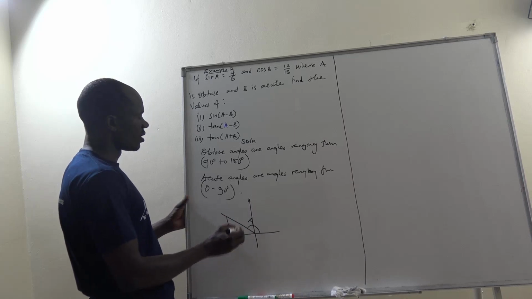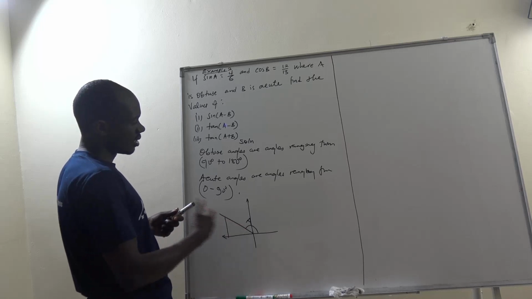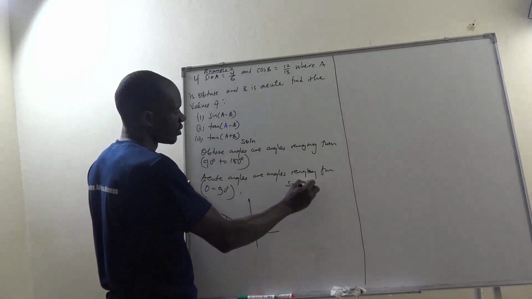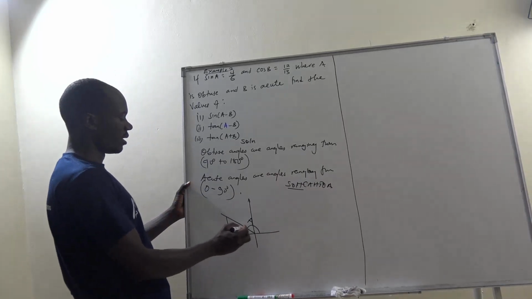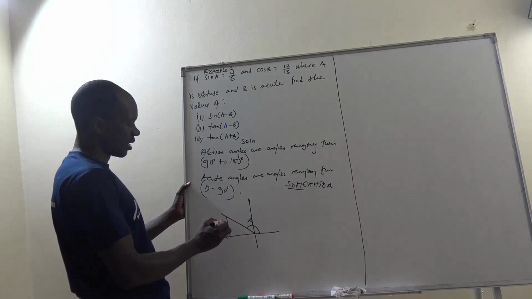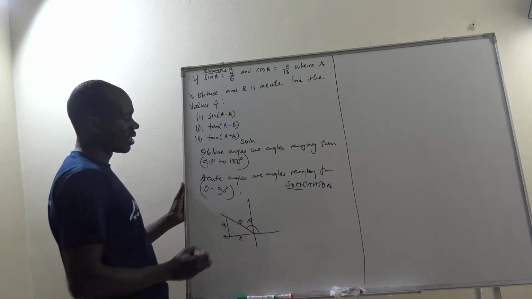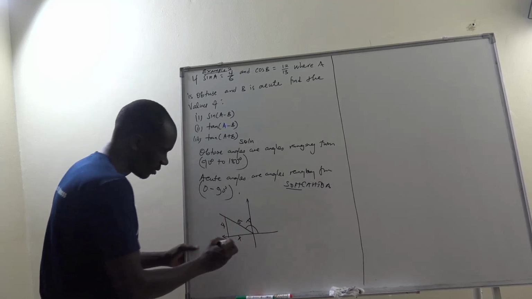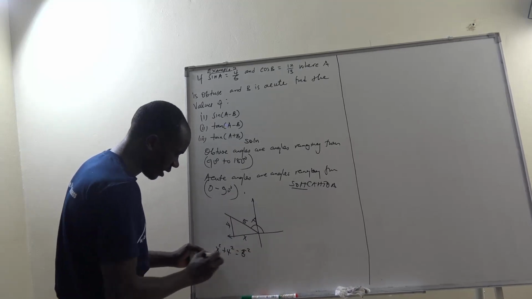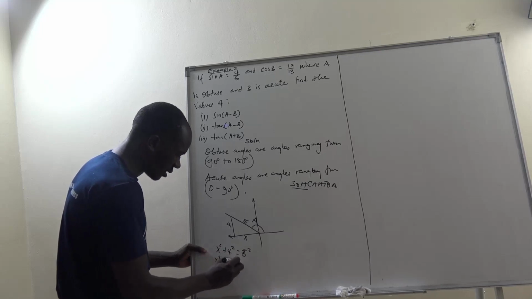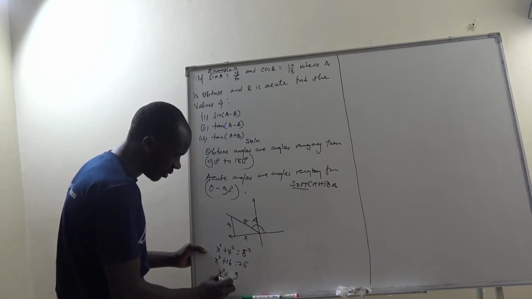Sine is given as what? Opposite over hypotenuse, from the word SOHCAHTOA. When I'm here, this is my opposite. My opposite is given as 4, and this is my hypotenuse. From Pythagoras theorem, this one we can call x. We are going to have x squared plus 4 squared equals 5 squared. We have x squared plus 16 equals 25. So x squared equals 9, x alone equals 3.